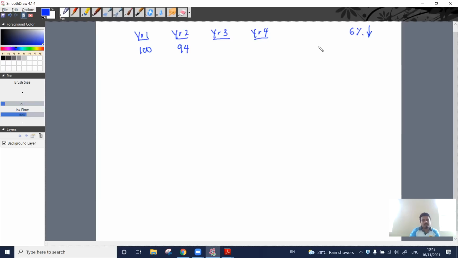Half of this means what? 50. In which year will the number of fish in the lake become 50? This is what we need to find.